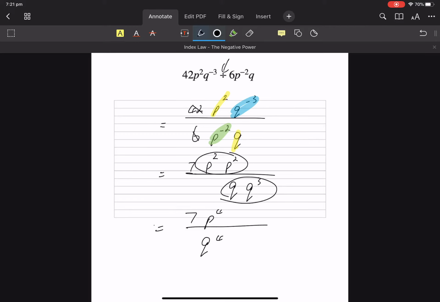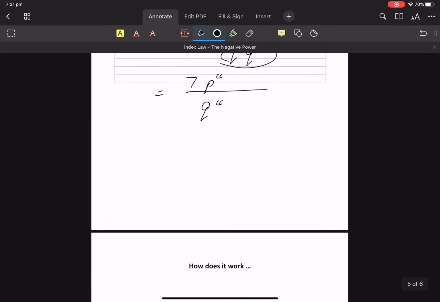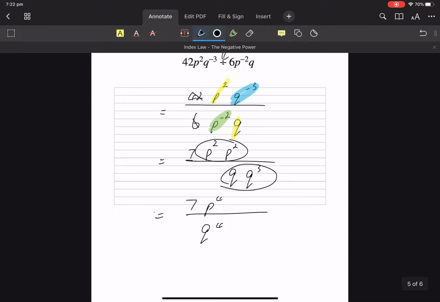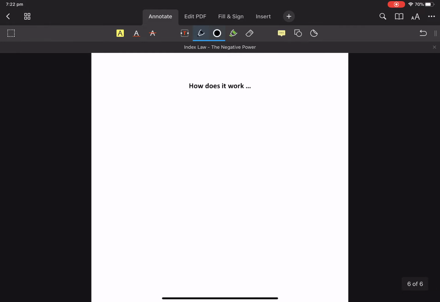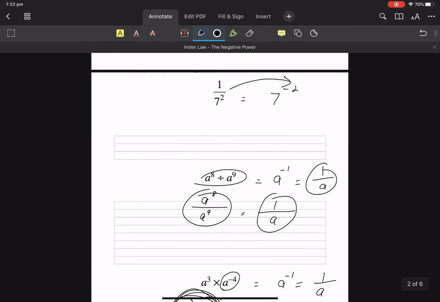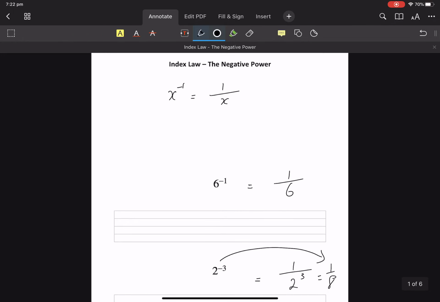So the negative index laws, when we get to this green and the blue, it just swaps the side of the vinculum, and when it goes to the other side, the negative disappears. Oh, that's fun. I'll do some more of those questions in another video. I'm going to do another video now on how does that work? Why does it go to the bottom? How does that work? If you're interested, watch the other video. If not, go do some practice.